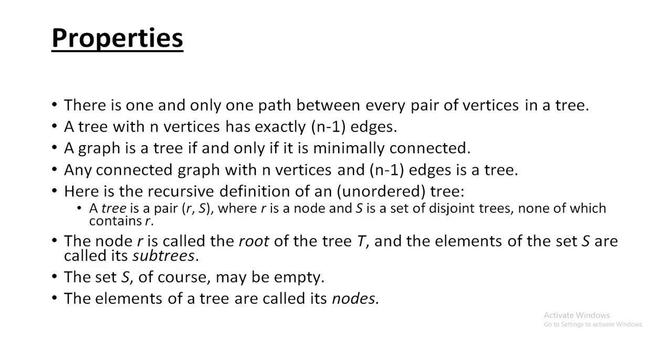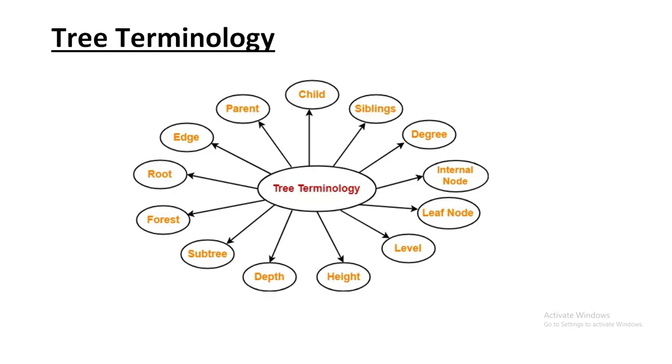The recursive definition is in the sense a pair (R, S). R is the node and S is the set of disjoint trees. Okay, from the root we have a number of subtrees. So S may be empty, because only one root can be present in the tree. The elements of a tree are called its nodes.